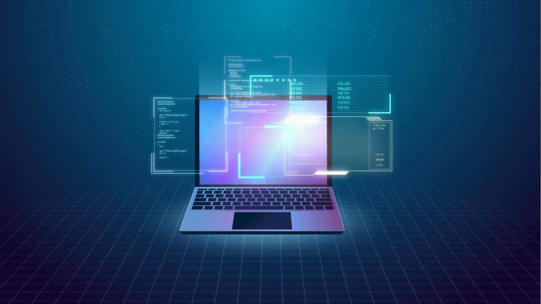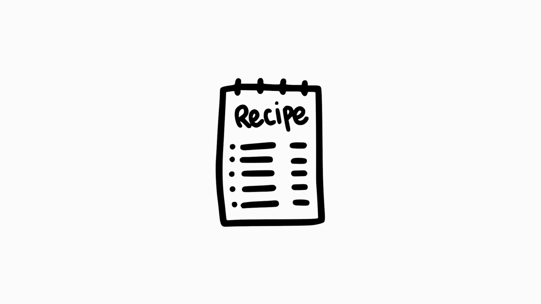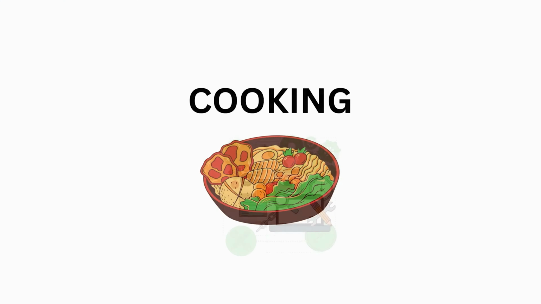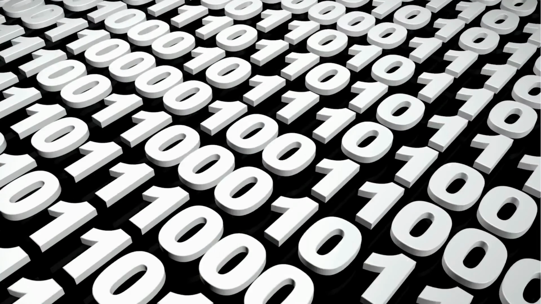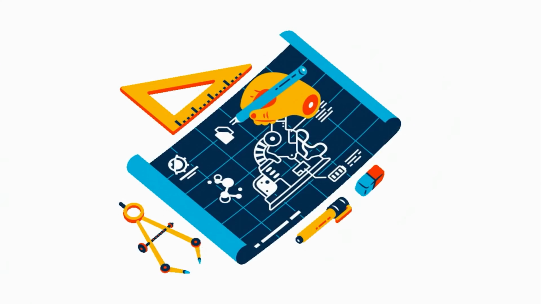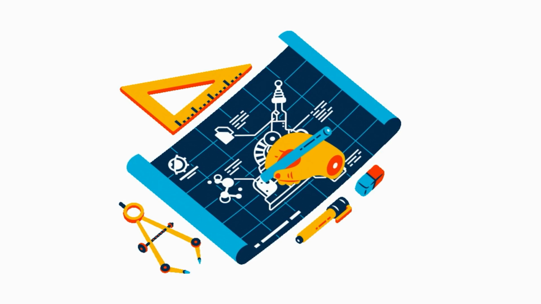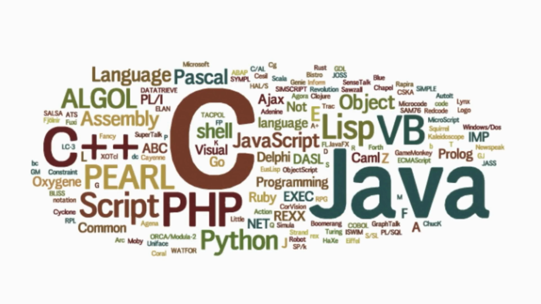A program is a set of instructions that tell a computer what to do. It's like a recipe, but instead of cooking food, you're cooking up a software application. But here's the catch. Computers don't understand human language like English or Spanish. They only understand something called machine language, which is a series of zeros and ones. So to create a program that a computer can understand, we need to use programming languages. These are like special languages that computers can understand.